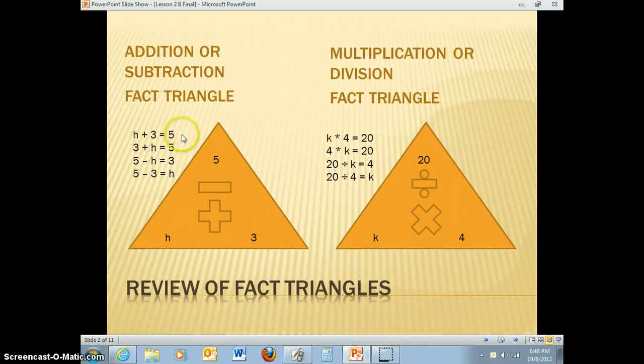Okay, let's start with addition and subtraction fact triangles. We had those in 2.7. It basically says you could set up an algebraic fact triangle with h plus 3 equals 5, 3 plus h equals 5, and the other two facts as well. You can do it similarly in multiplication and division fact triangles, but you're going to see in this presentation there's sometimes when this fact triangle won't work with certain numbers, and that's what we're going to talk about.